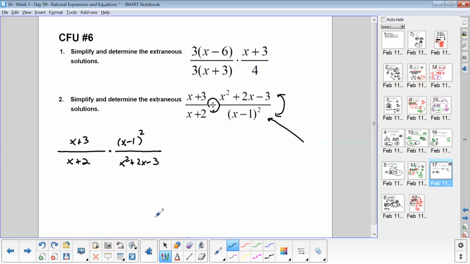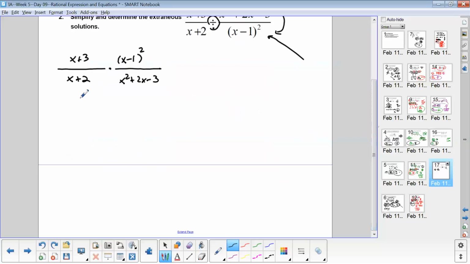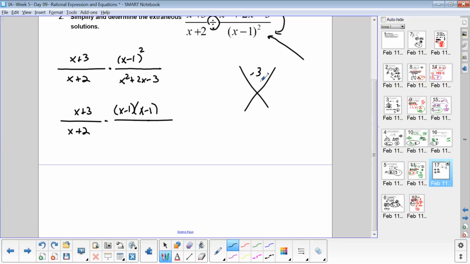I want to get into factored form. So this will be x plus 3 divided by x plus 2 times, this is a perfect square trinomial. The length and width are both x minus 1. And then this one, a is 1, but I need to look for factors that multiply to give me negative 3 and add to 2. So that would be positive, oh, sorry, too fast. Multiply to give me negative 3, add to give me positive 2. So since a is 1, I can go directly from here, x plus 3, x minus 1.